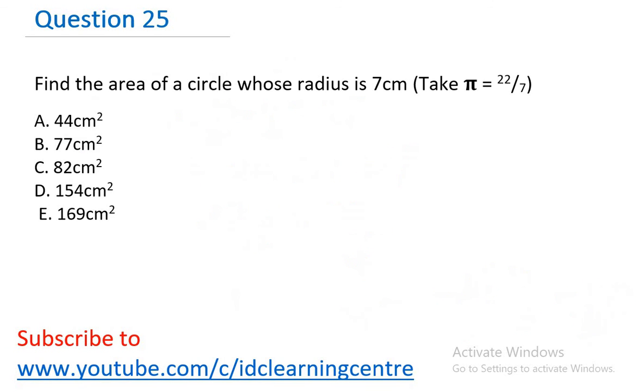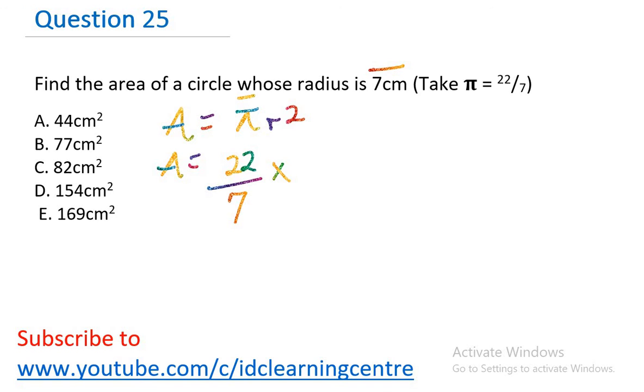Question 25. Find the area of a circle. Area of a circle is simply pi r squared. That's the formula. So area of a circle, the pi there is a constant which stands for 22 over 7. Wherever you see this pi, that's what you must use. The radius is 7, but r squared means you have to multiply the radius by itself 2 times.